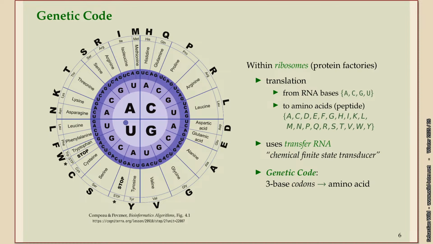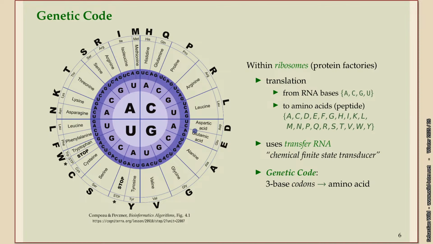And then it's always exactly 3 of the bases, nucleic bases, that encode for 1 amino acid. The amino acids here are denoted by these letters. They also have full names and abbreviations. There's essentially these 20 amino acids there.